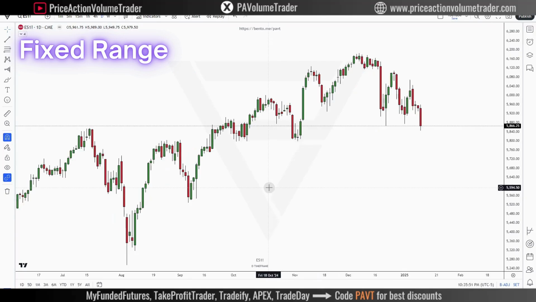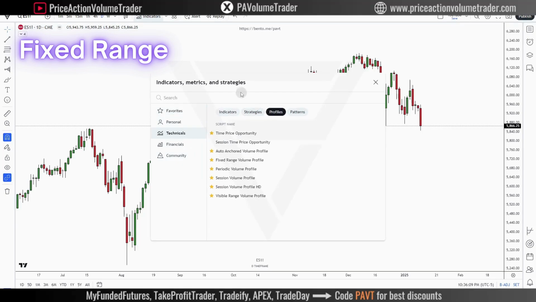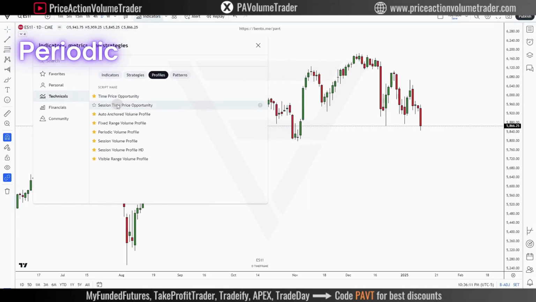The next type of profile, which in this case is only available if you have a pro plan, but again, this can be used on any other platform, Sierra Chart, Quant Tower, Atas, anything that you prefer to use. You go to indicators, technicals, profiles. Next one I'm going to talk about is the periodic.